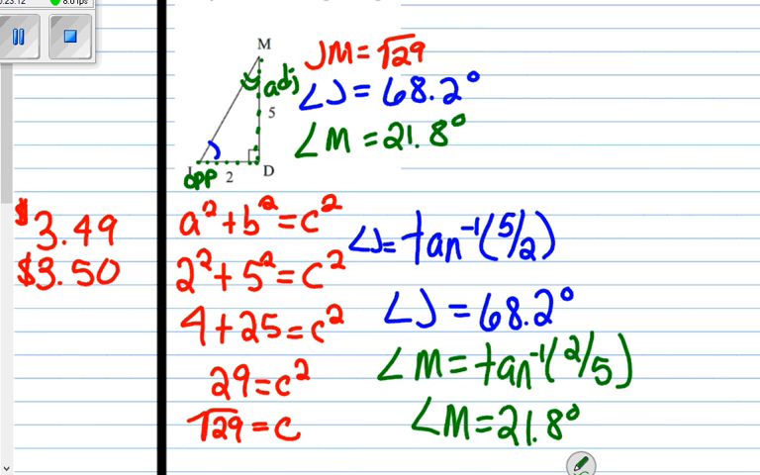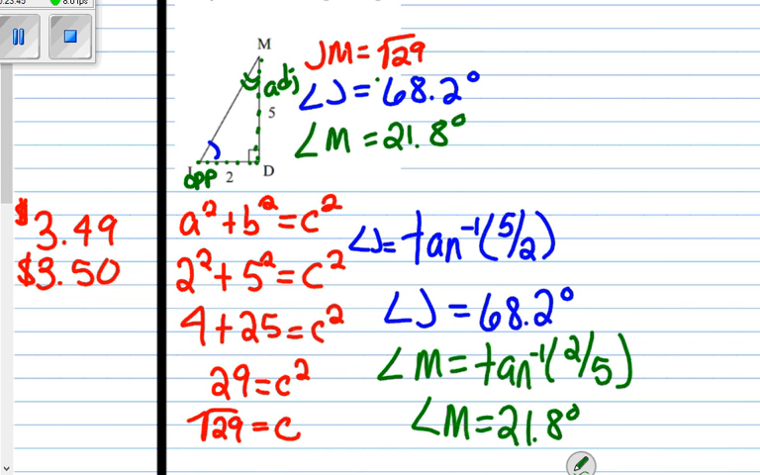Now, I'm going to give 3 extra credit points to somebody who can tell me what I could have done differently for angle M. After I found angle J, I could have done something else to not have to do this to find angle M. Hold on, you have to raise your hand. Chris? No, good try. Theo? Nope.